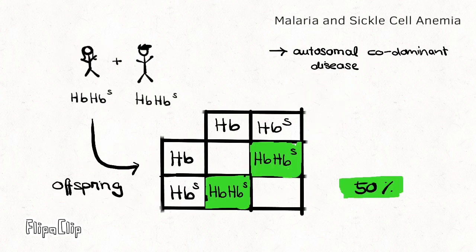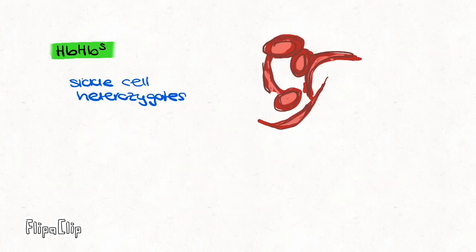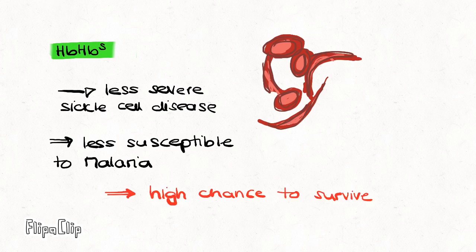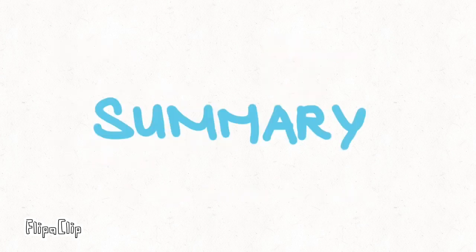50% of the offspring are sickle cell heterozygotes. They have a less severe sickle cell disease, which means they do not suffer as much and they don't die due to the disease. Additionally, they are less susceptible to malaria. All the red blood cells contain some abnormal hemoglobin. So if a parasite infects them, they tend to sickle more and are eliminated together with the parasite. Therefore, the heterozygotes have an advantage to survive.